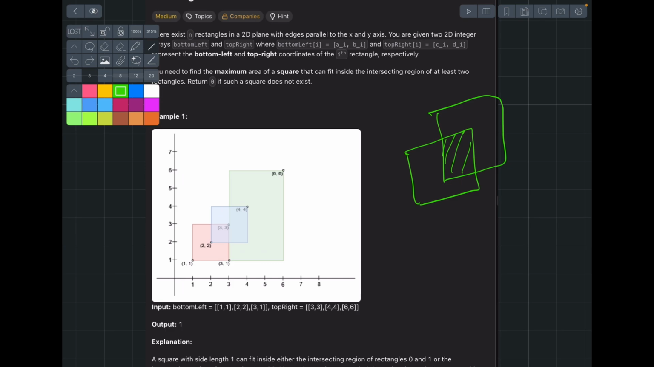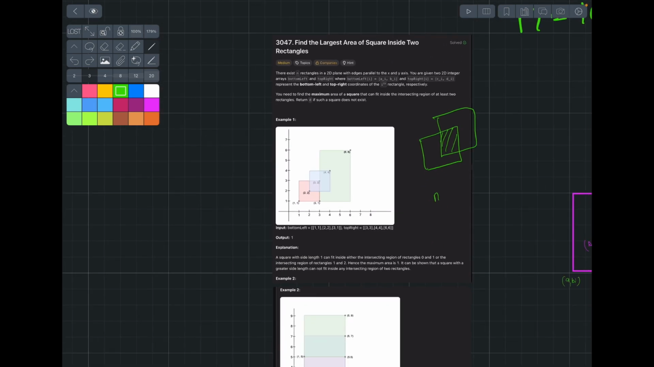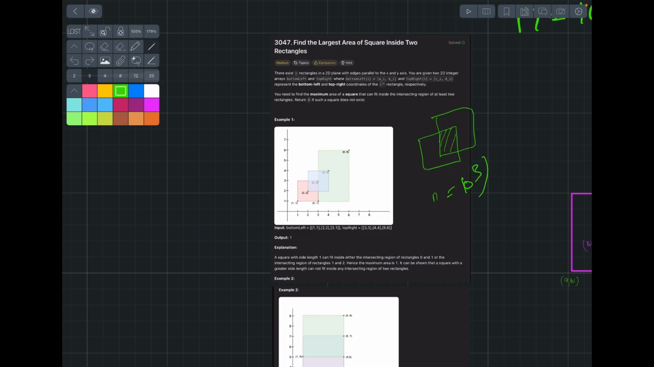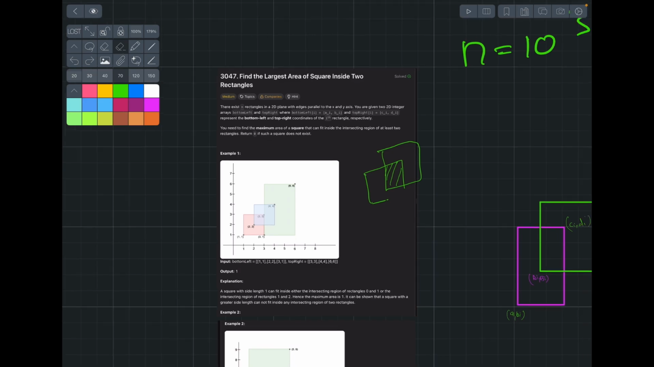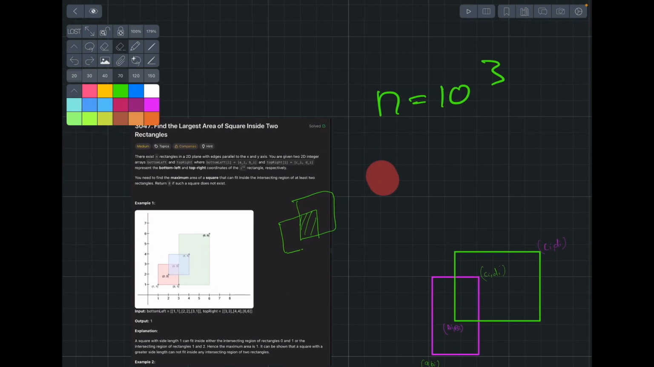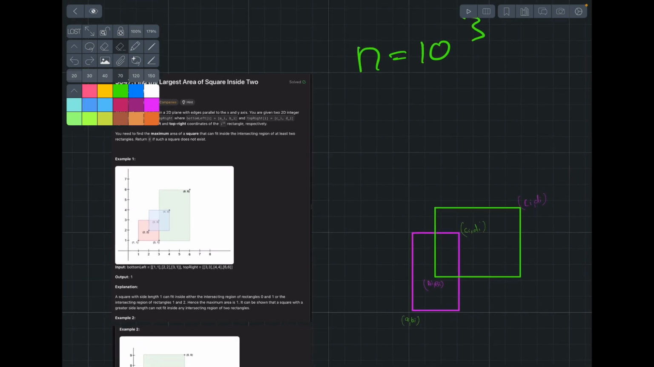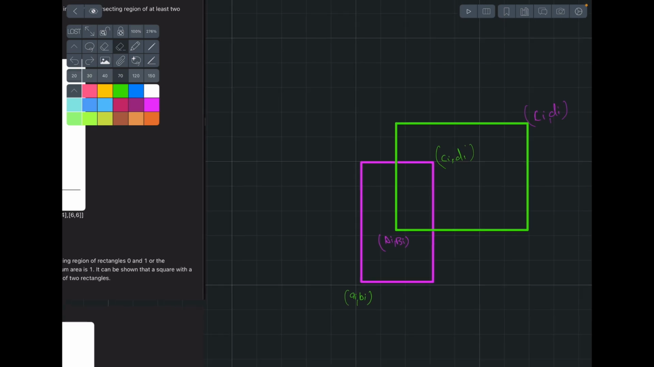We need to check all the pairs of n, but our n is 10 to the power 3. So checking each pair is enough, and we can get the answer. So how will we find the intersection of two rectangles here?